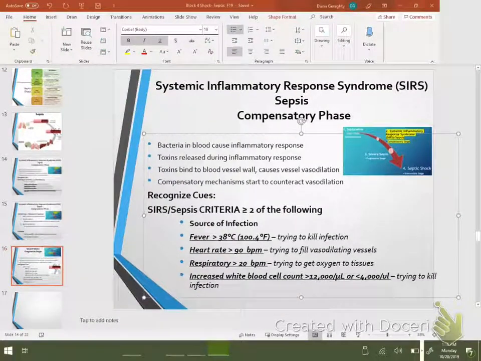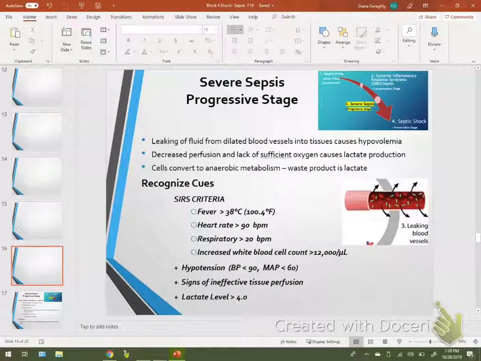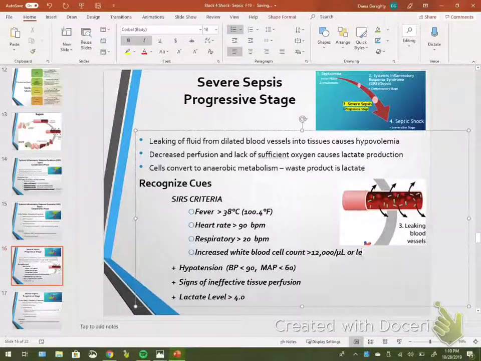Greater than 12. I don't want anybody to be like, it wasn't on that slide. Or less than. I don't know.